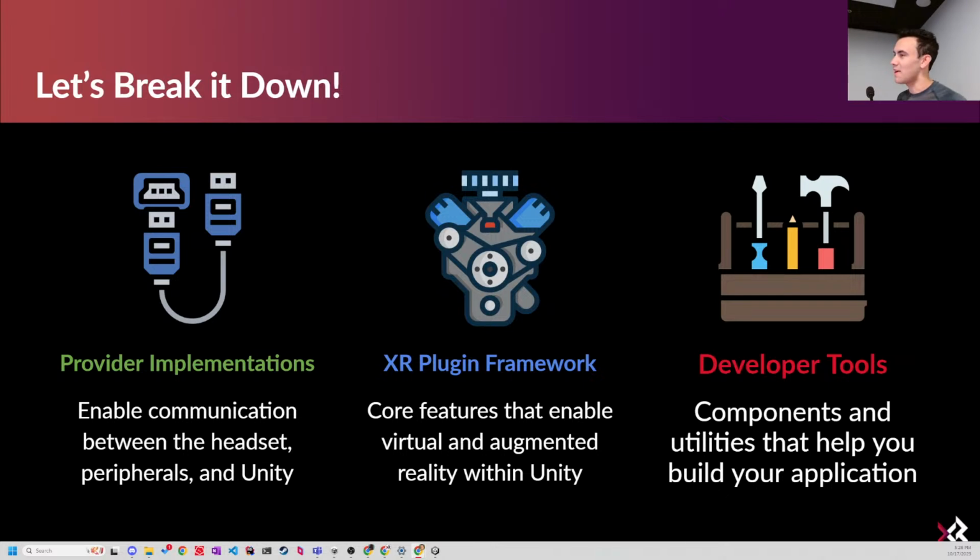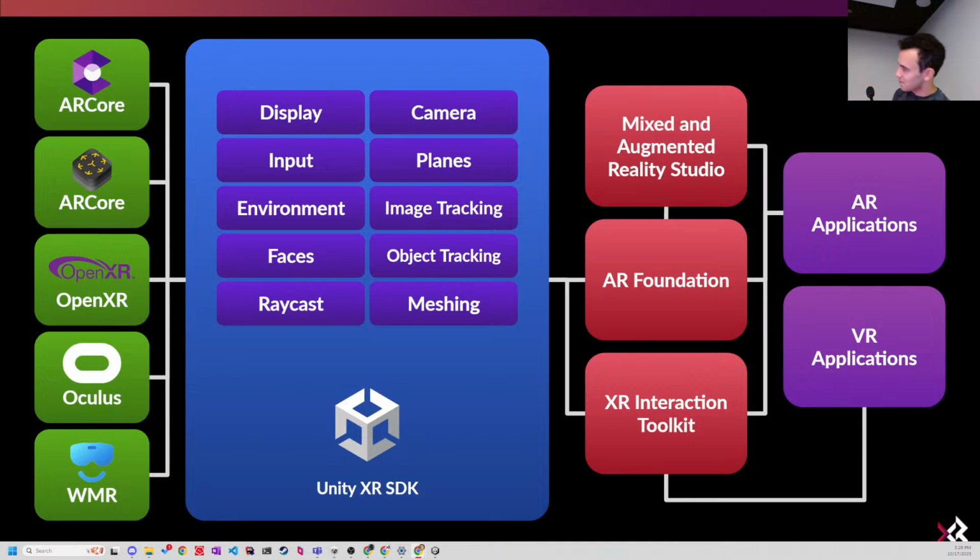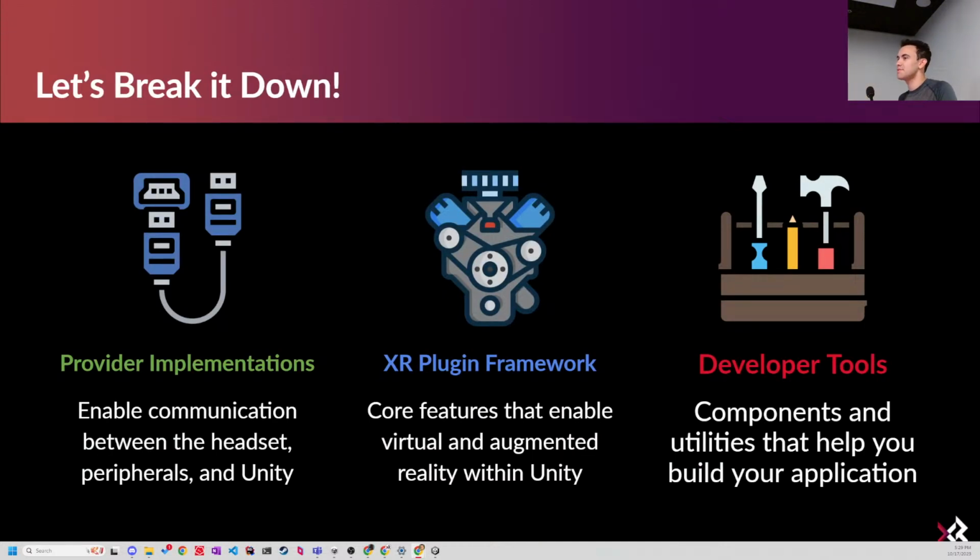So Unity provides VR through three different steps. We have what are called provider implementations, the XR plugin framework, and developer tools. The stuff that's in green are the provider implementations, and that's basically Unity's way of communicating with specific headsets. I have a provider implementation that allows me to connect to OpenXR or to Oculus headsets. I have one that lets me connect to the HoloLens. I have one that lets me connect to the Vision Pro, et cetera. Pimax too, yeah. So this is how Unity actually communicates with the headsets itself.